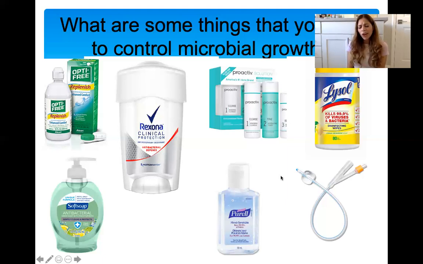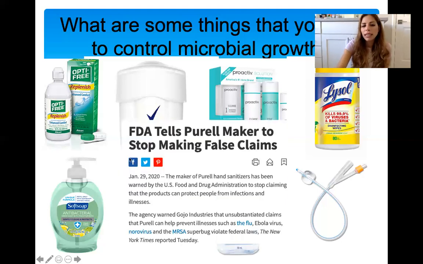Catheters can cause microbes to grow, as we talked about. So there's a lot of research being done on the best plastic to use to make sure that bacteria don't grow on catheters. And then antibacterial hand soap that people use. So this is from January this year, the FDA came up with a statement telling Purell hand sanitizer to stop making these crazy claims that 99.9% of microbes are stopped by hand sanitizer. So I just want to talk to you about that.